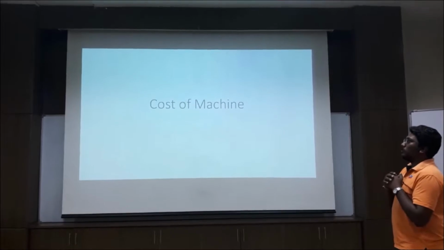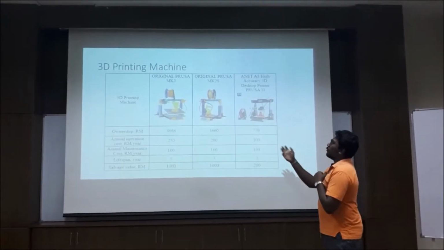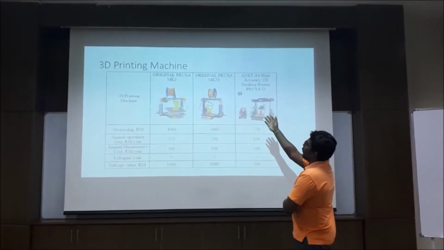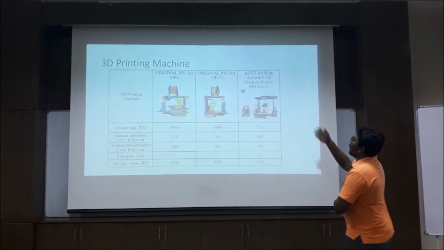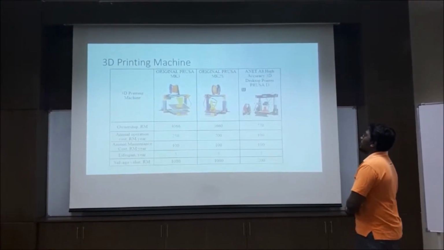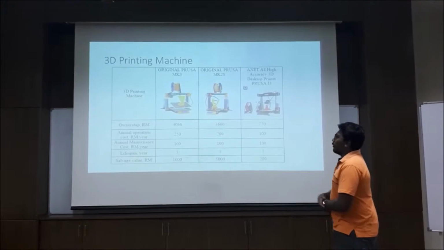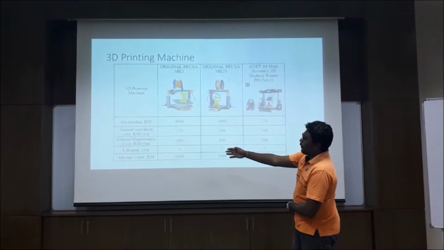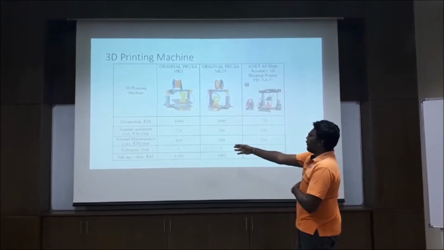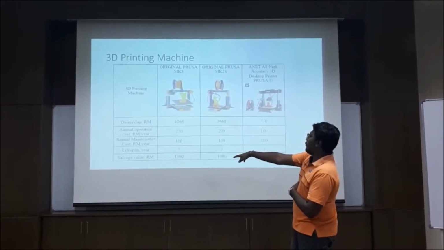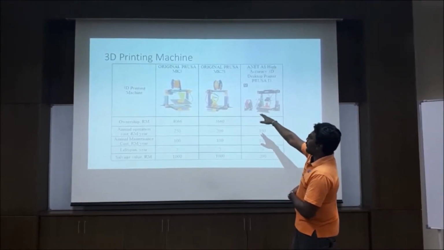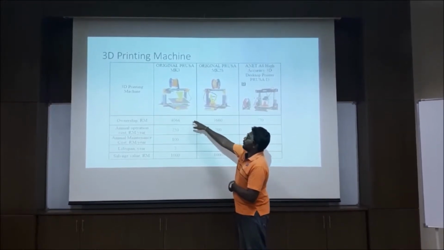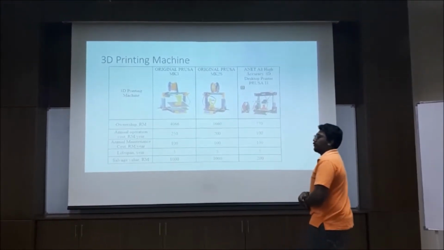Okay, the next is the cost of the machine. As you can see, we chose these types of 3D printers: the Original Prusa MK3, Original Prusa MK2S, and the ANET A8 high accuracy 3D printer Prusa i3. Looking at ownership, annual operation, annual maintenance, lifespan and salvage value, the lifespan is the same for all, but the salvage value is highest for the MK3 and MK2S. For the MK3 the ownership is highest, because it's the full version of the 3D printing machine.